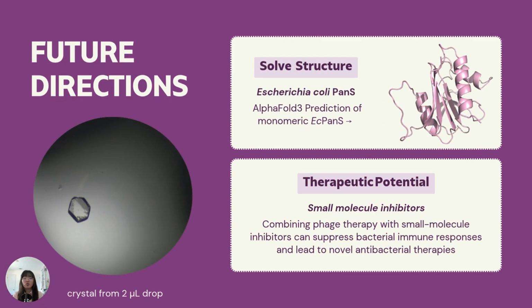Current work is focused on solving the structure from the diffraction data collected from crystals. This can lay the basis for the development of small molecule inhibitors. If we can inhibit the cyclase activity and combine phage therapy with small molecule inhibitors, we can suppress bacterial immune responses and improve therapeutic outcomes. Ultimately, understanding bacterial immune signaling opens new avenues for combating antibiotic resistance. Thank you.